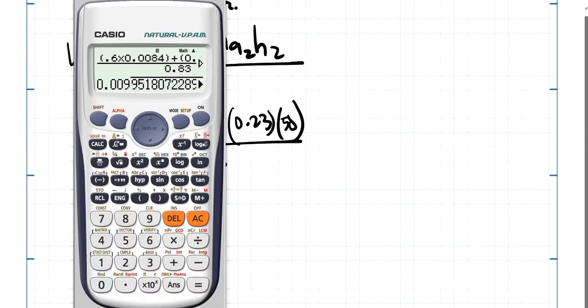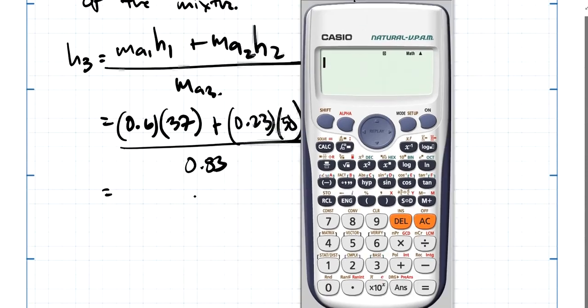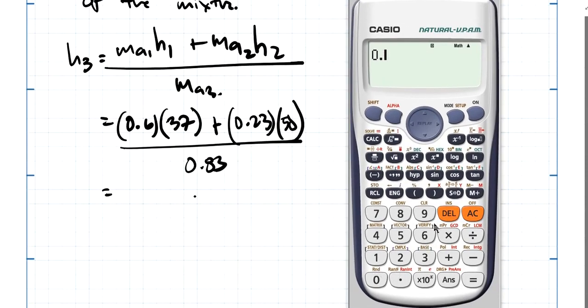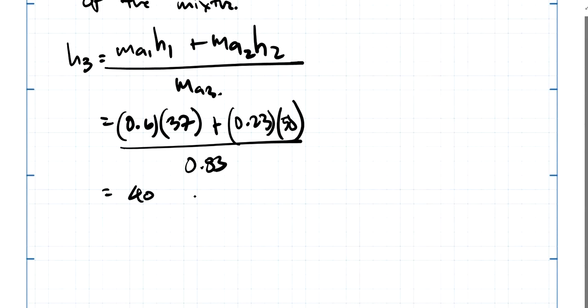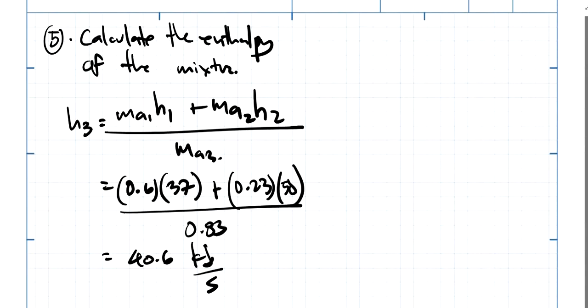If we do this, 0.6 times 37 plus 0.23 times 50, divided by 0.83, this is 40.6 kilojoules per second.